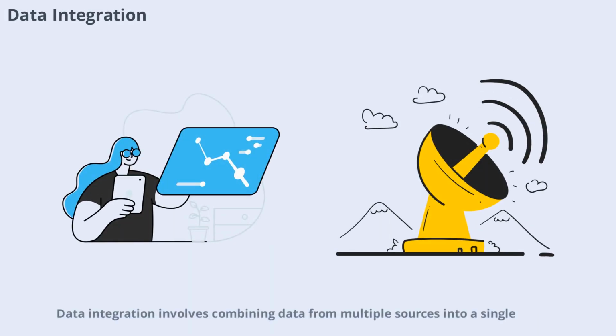Data integration involves combining data from multiple sources into a single, unified dataset. This is common when working with data from different departments or systems. Integration can reveal new insights and provide a more complete picture for analysis. However, it also introduces challenges, such as resolving conflicts and ensuring consistency. Careful planning and validation are essential for successful data integration.